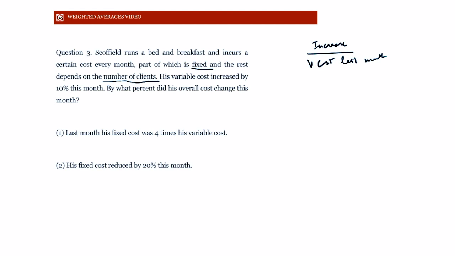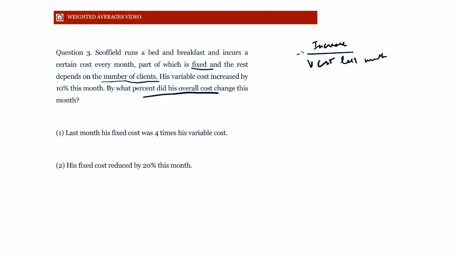Okay. By what percent did his overall cost change this month? So now what we're talking about is the overall cost change. We know there is a fixed cost. We know there is a variable cost. There is a change in the variable cost and likely a change in the fixed cost as well.